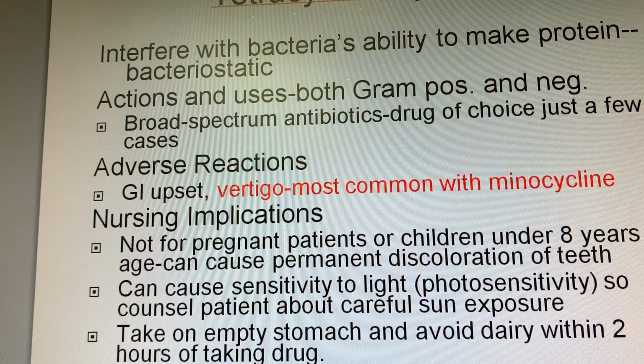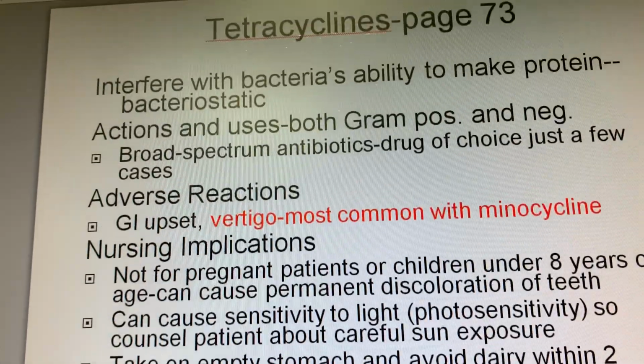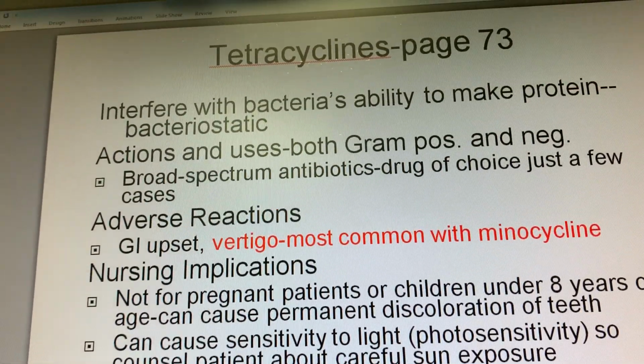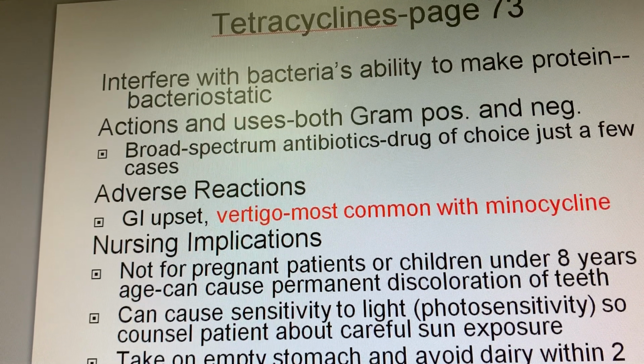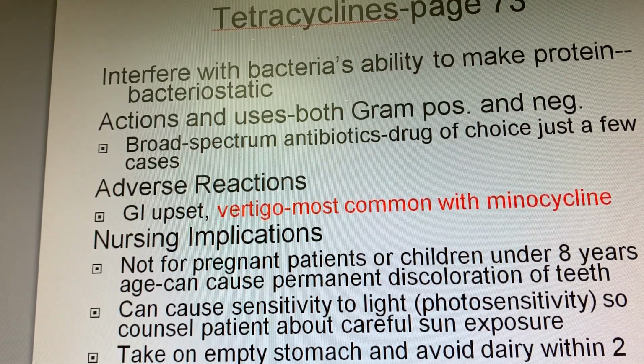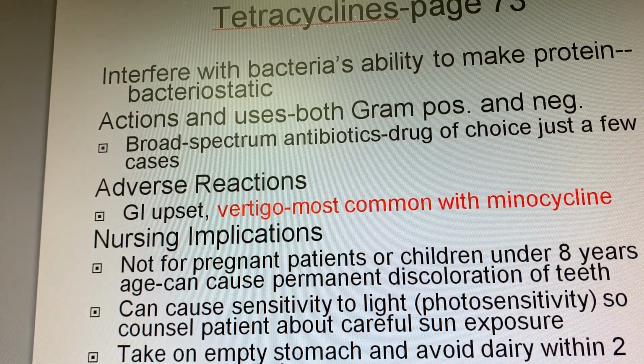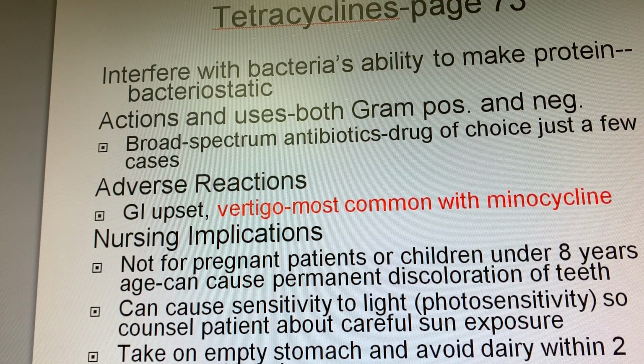The next category of drug is a category called the tetracyclines, very common antibiotic. They've also been around for quite a while. And we start talking about those on page 73. In the text, they're covered on page 73, and on the table, we have table 5.2 on page 75, and the very top one are the tetracyclines.